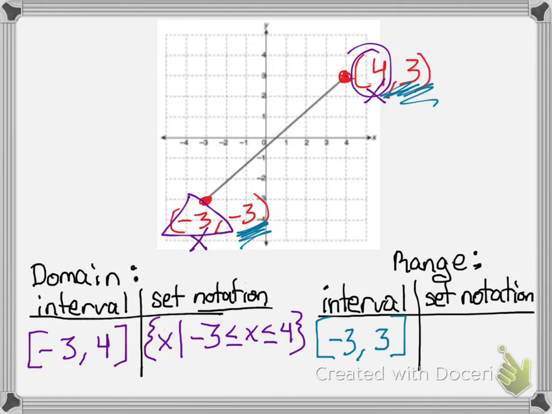To write the same thing in set notation, I'll use open bracket, y such that -3 is less than or equal to, and I'm going to say y because we're talking about the range, less than or equal to 3. And that's it.